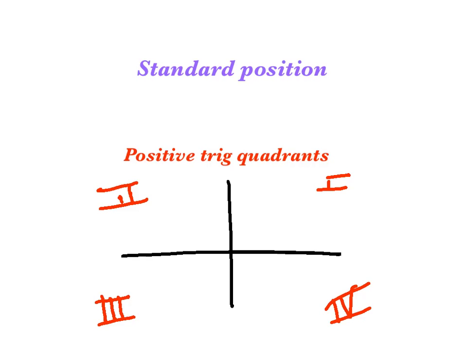Hopefully you recall our goofy little saying, so go ahead and copy these quadrants down. Let's label them 1, 2, 3, 4. And our saying, or again, you could use your own, was all students tip cows. And this is where they're positive, okay? So they're all positive in quadrant 1.